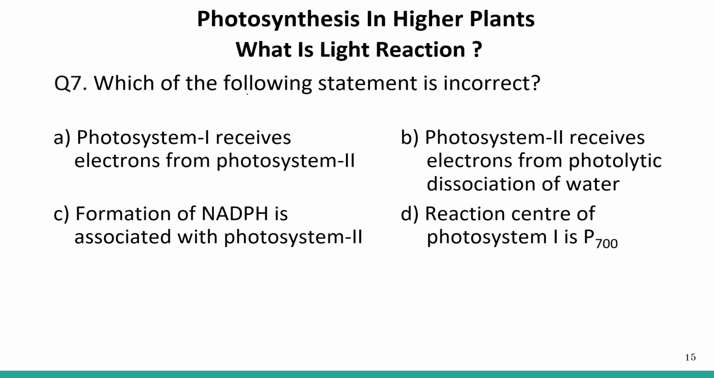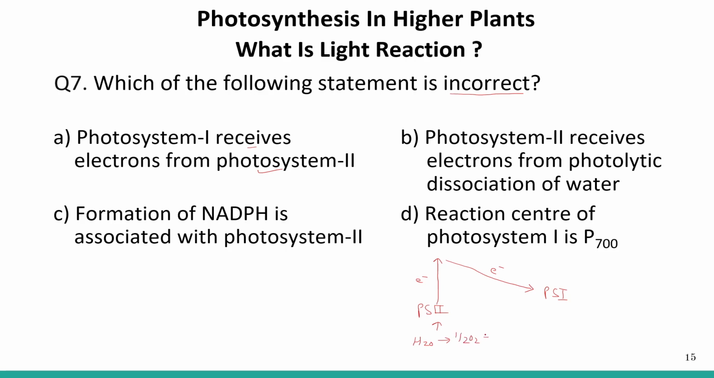The next question is, which of the following statements is again incorrect? Alright, the first option is photosystem 1 receives electron from photosystem 2. This is also correct, because here we have photosystem 2, here we have photosystem 1. This photosystem 2 gets excited and transfers the electron to photosystem 1. And photosystem 2 receives electron from what? From the photolysis of water.